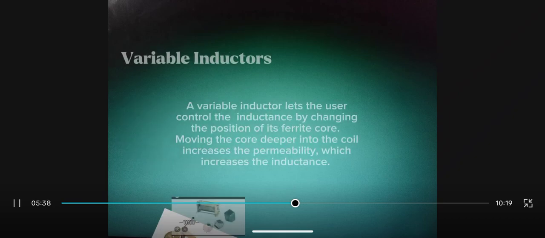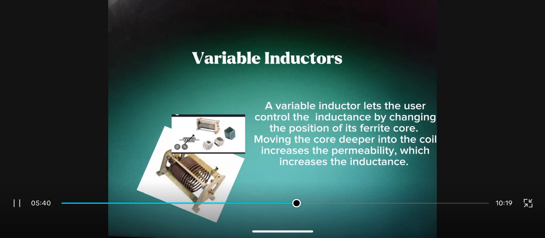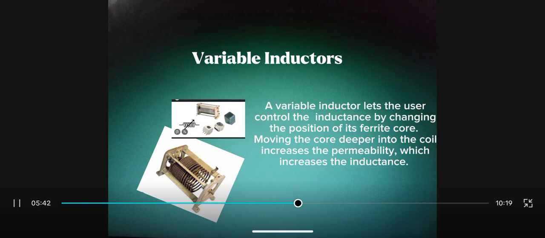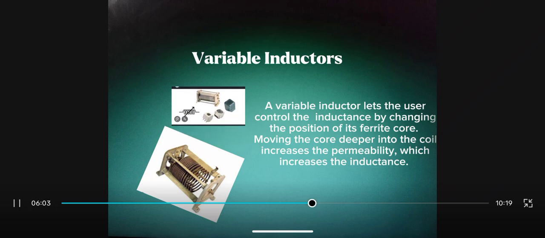So let's proceed now to the types of inductors. First one is the variable inductor. A variable inductor lets the user control the inductance by changing the position of its ferrite core. Moving the core deeper into the coil increases the permeability, which increases the inductance. So that's how the variable inductor works.